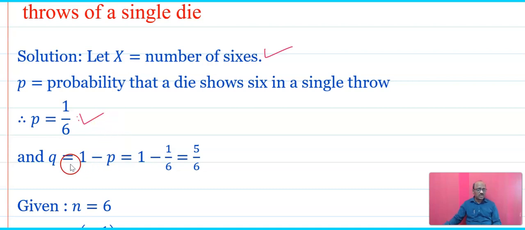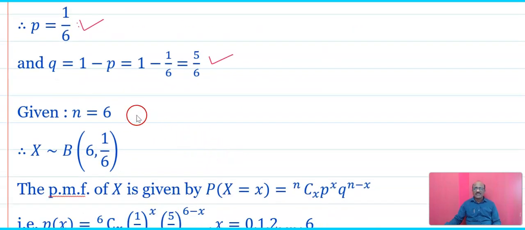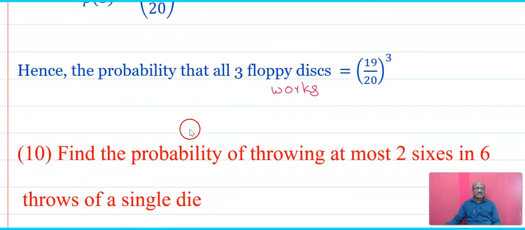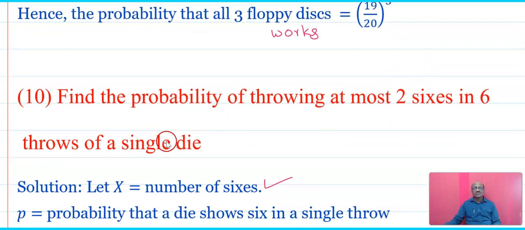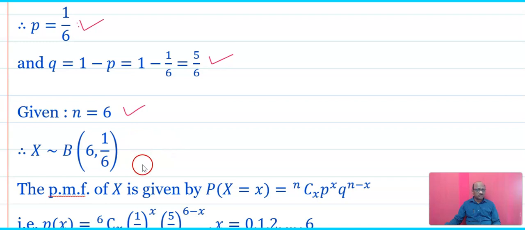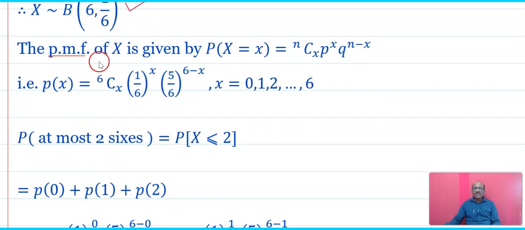P is equal to 1 upon 6. What about Q? Again, 1 minus P. That is 1 minus 1 upon 6 is equal to 5 by 6. n is equal to 6. We have been given that, that is, in 6 throws of a single die, n is equal to 6. Therefore X follows the binomial distribution (n, p), where n is 6 and p is 1 by 6. The PMF of X is given by P of capital X equal to small x, nCx, p raised to x, q raised to n minus x.